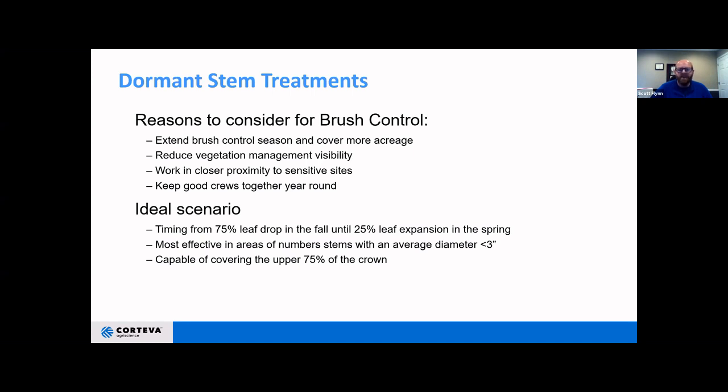It's going to be most effective in areas where we have a number of stems that's too great to go in and do individual plant treatments, and where that average stem diameter is less than 3 inches. So we're talking about shorter brush that has a smaller stem. And we also need to make sure that we are capable of treating up to 75% of that crown.